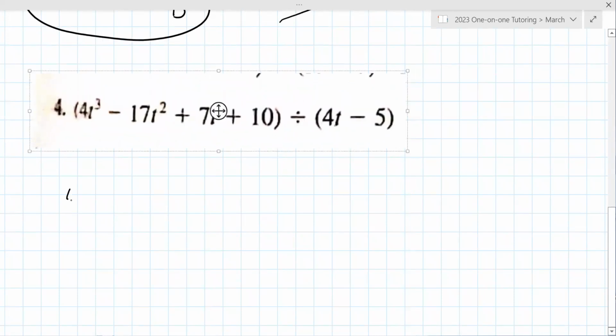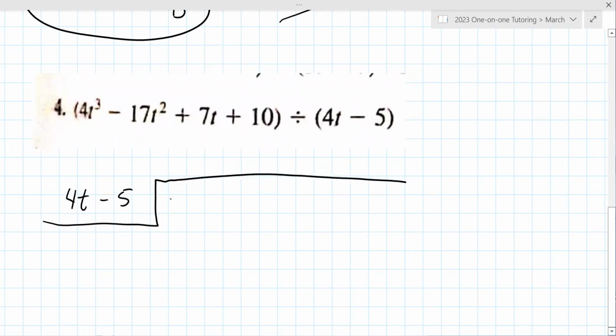All right. So you start with the 4t minus 5 on the outside. 4t cubed minus 17t squared plus 7t plus 10. And you start with, another way to say it is, what do you multiply 4t by to get 4t cubed? T squared. So that goes in the t squared column. So t squared times 4t is 4t cubed.